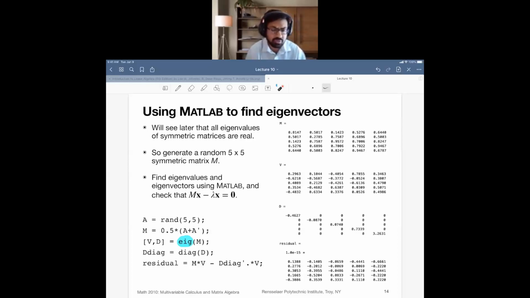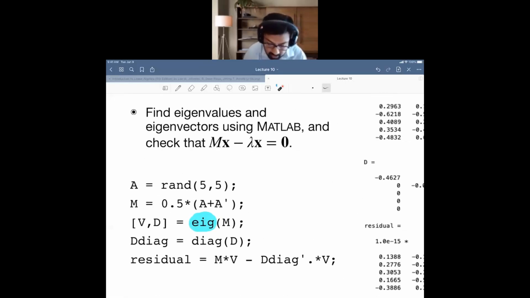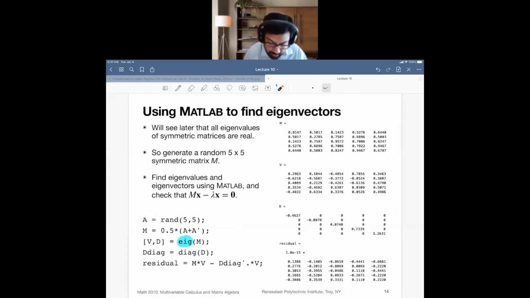And the moment you know it's a symmetric matrix, you know that it should give you real eigenvalues. So we are generating some random matrix here. Rand is uniformly distributed between 0 and 1 values, 5 rows and 5 columns. So when you look at A, it should be a 5 by 5 matrix in which each value is uniformly distributed between 0 and 1.